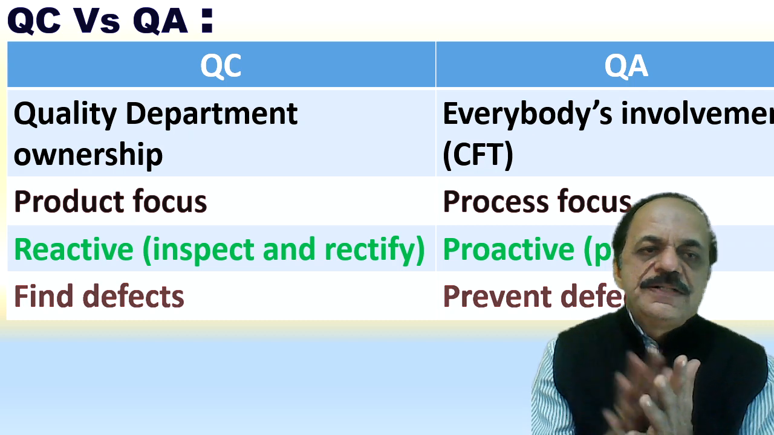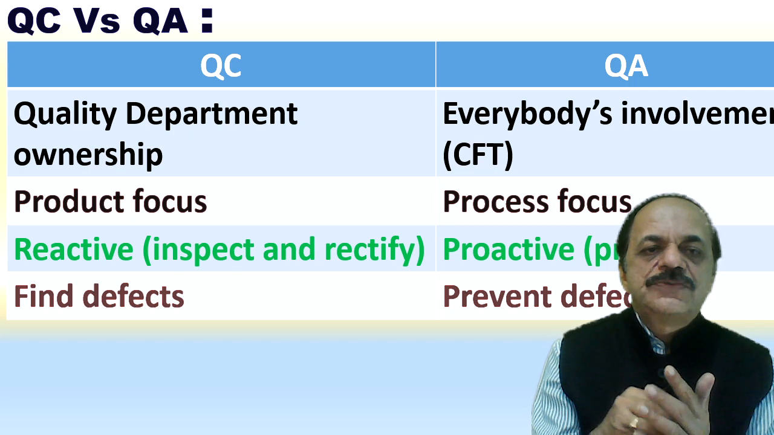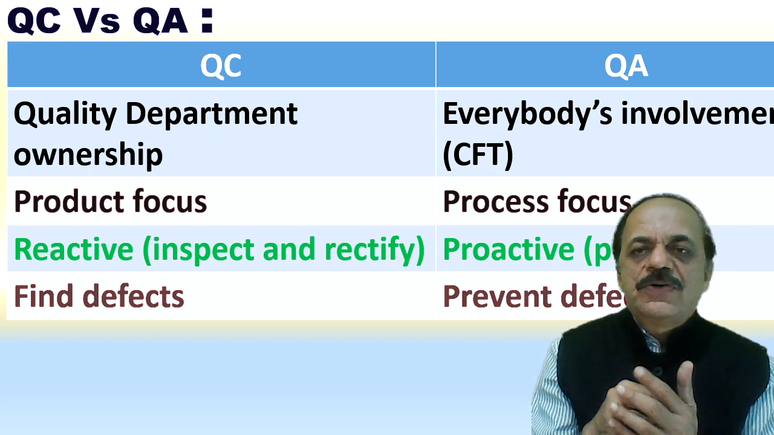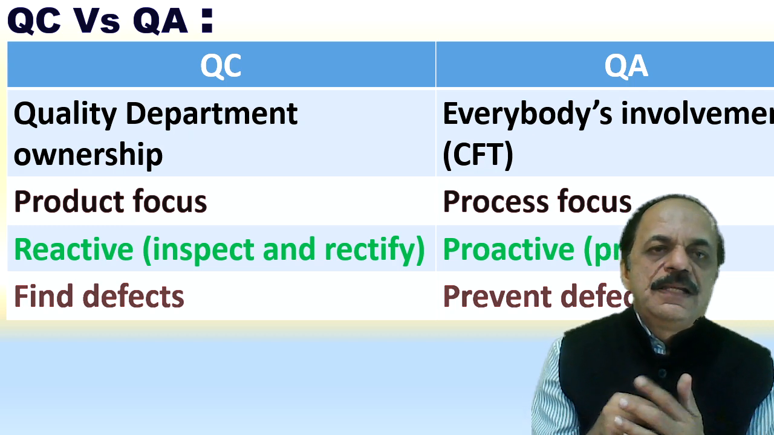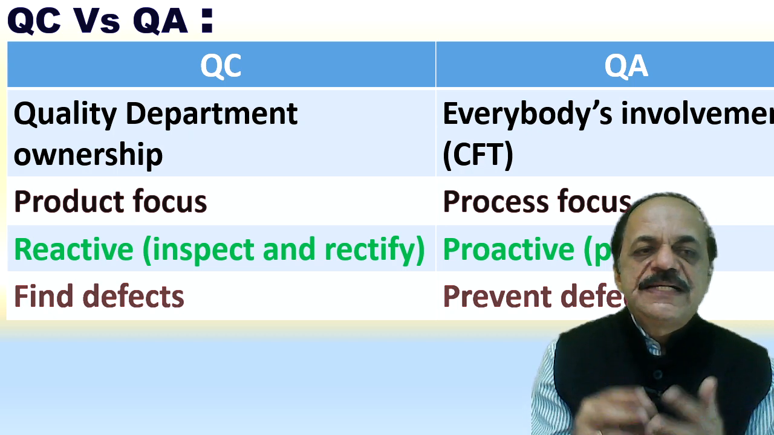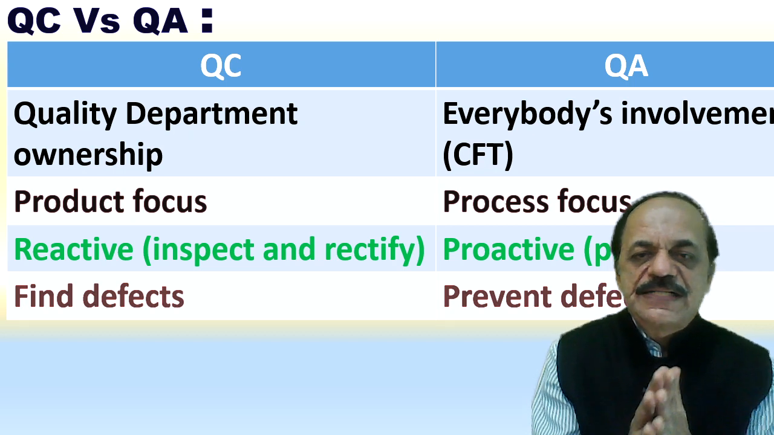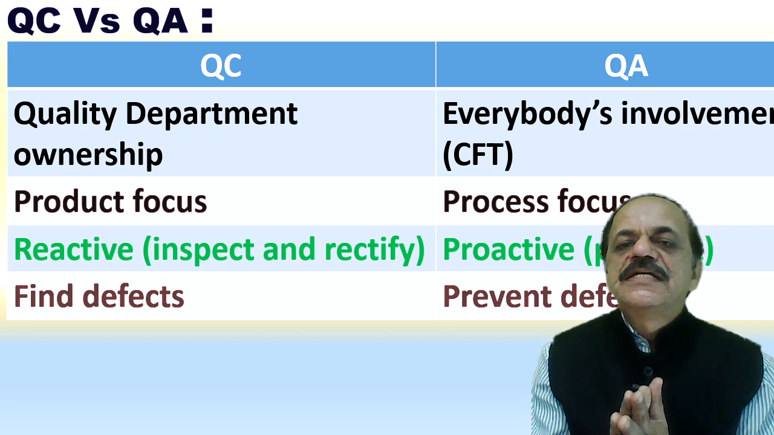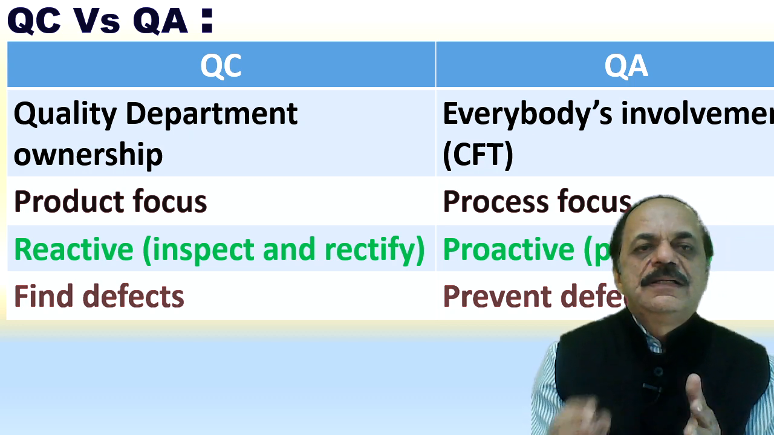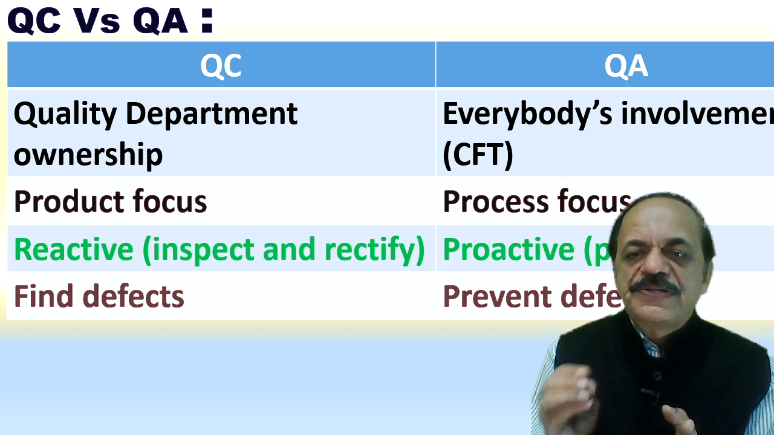Second point under QC, the product focus is more here because you are inspecting the finished product and then taking decisions, whereas as I told already, QA looks at process focus. QC is reactive, this also we discussed already, where we inspect and then rectify, allow the mistake to happen or the mistake has happened and then we rectify. In QA it is proactive because you are preventing the defect well in advance. In QC, the fourth point is finding defects, whereas in QA we prevent the defect.